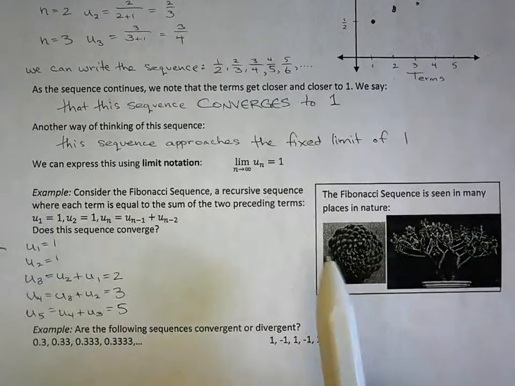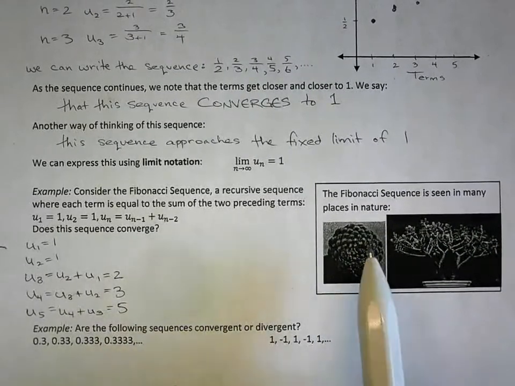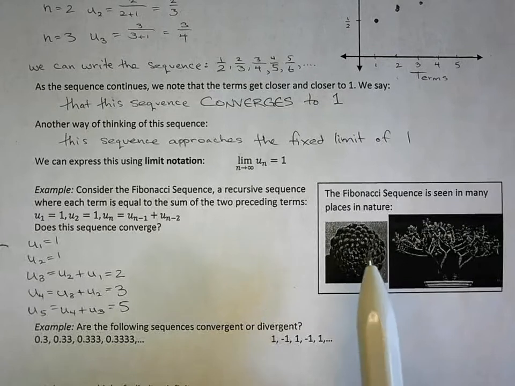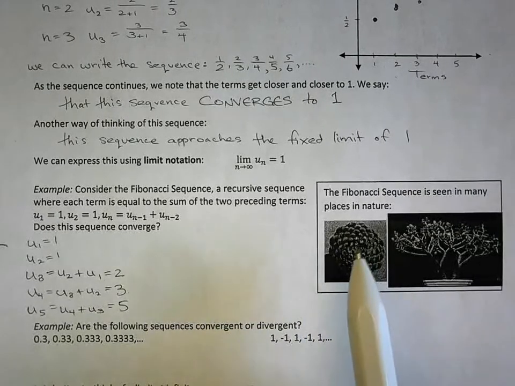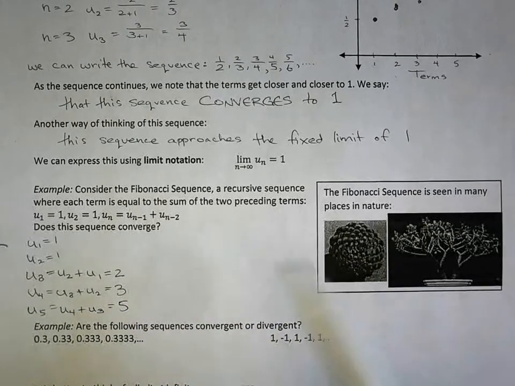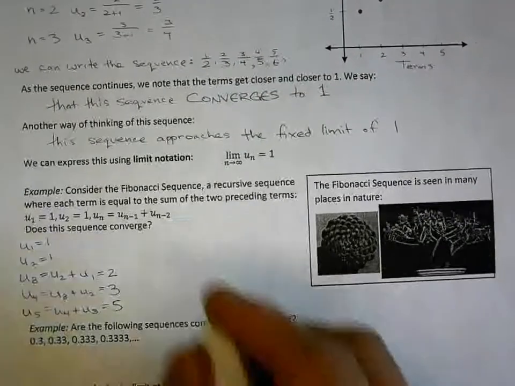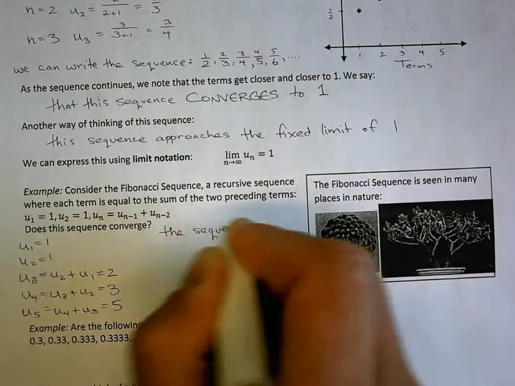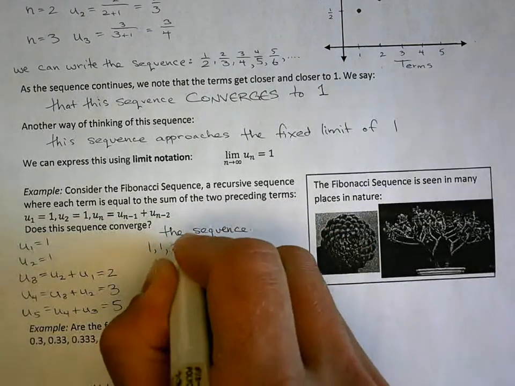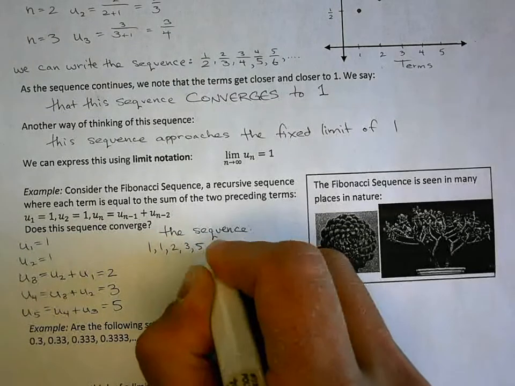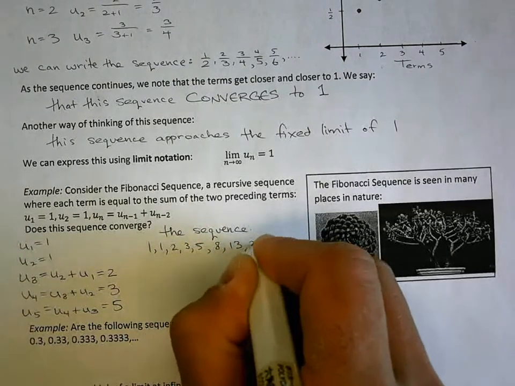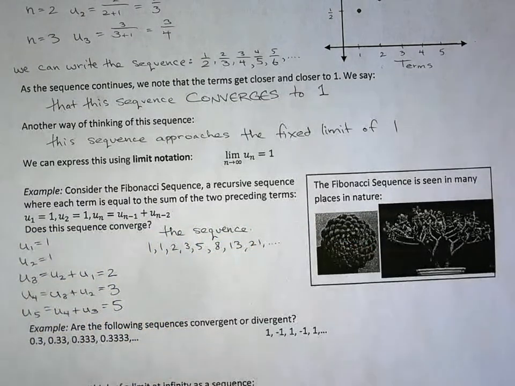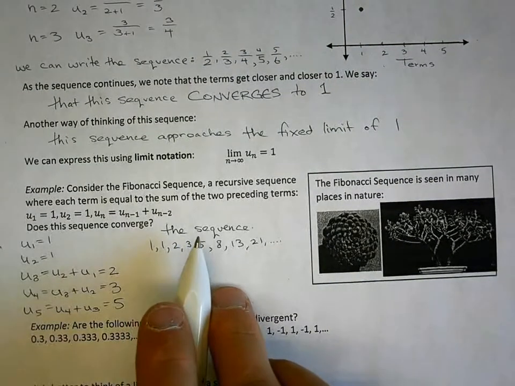8. When you look at how pine cones are arranged, the number of rows or concentric circles tends to follow the Fibonacci sequence. So we see it a lot in nature. So this sequence, though beautiful, when I write it out, 1, 1, 2, 3, 5, what's next? 8, 13, 21. Is that getting closer to a fixed limit?